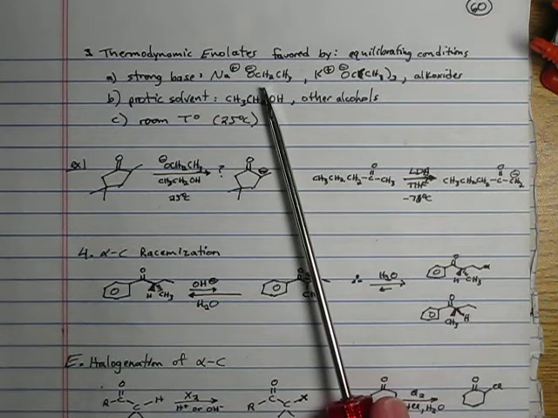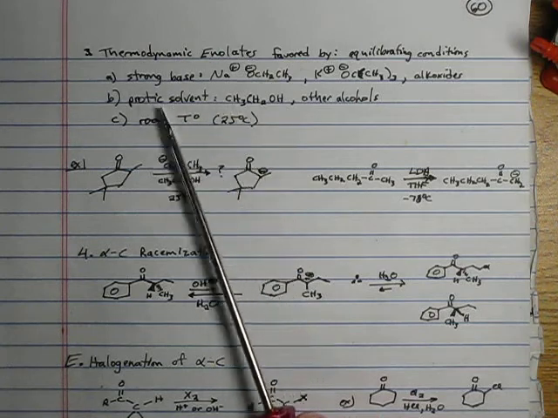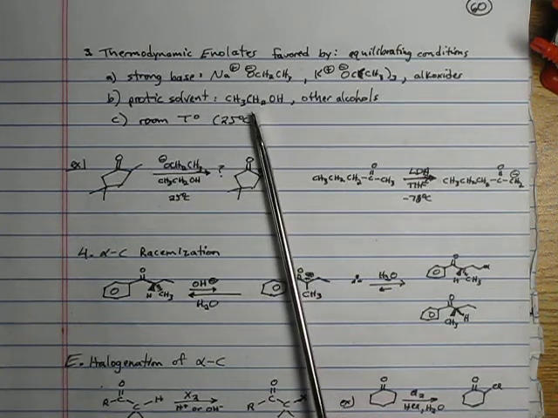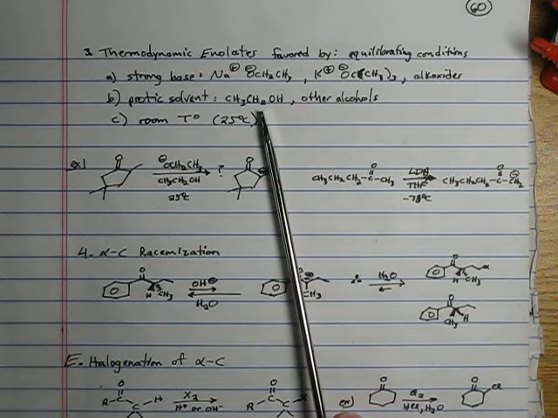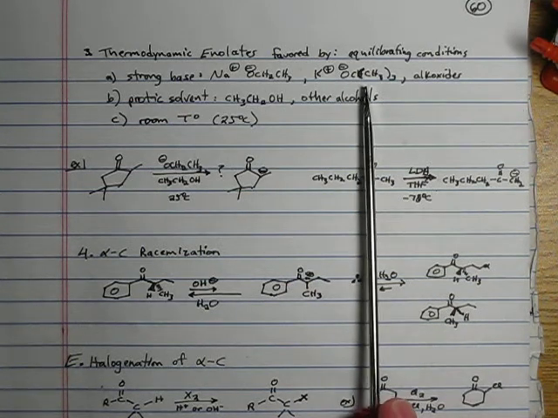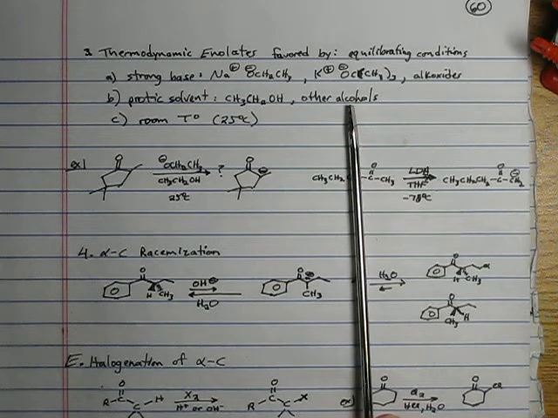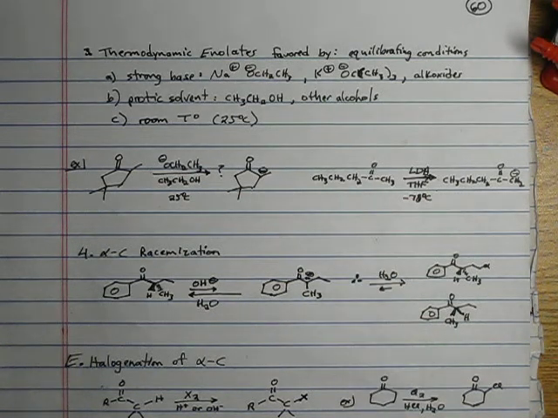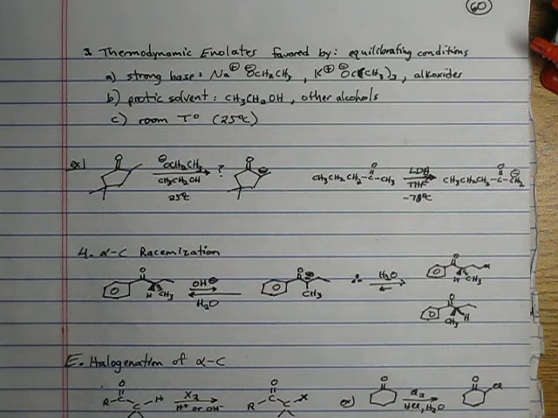So you use sodium ethoxide or potassium tert butoxide as your base. You want a protic solvent, an alcohol. So if you're using sodium ethoxide as your base, use ethanol as your solvent. If you're using potassium tert butoxide as your base, use tert butanol as your solvent. And since these thermodynamic reactions are slower, they have the higher activation energy. You need enough energy in your reaction to overcome that activation energy, so you run at room temperature, about 25 degrees Celsius. All right.